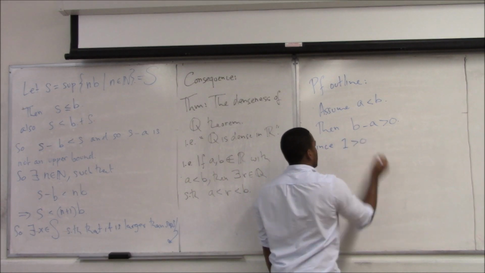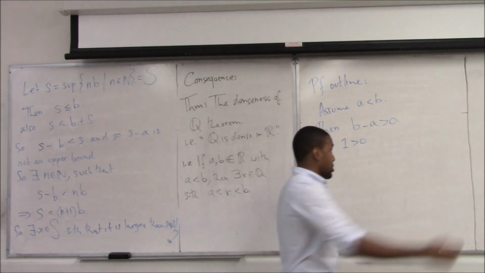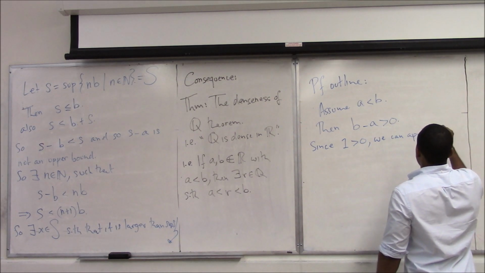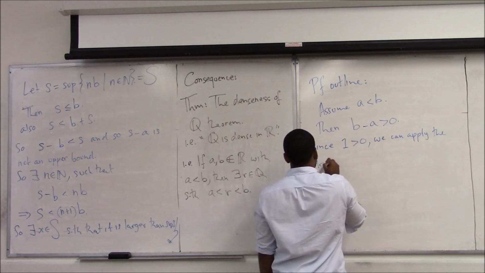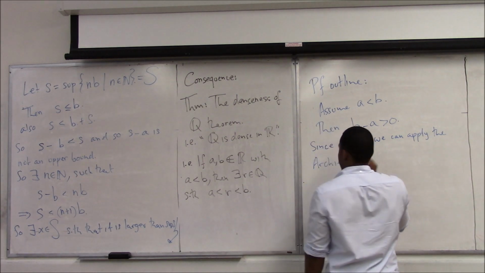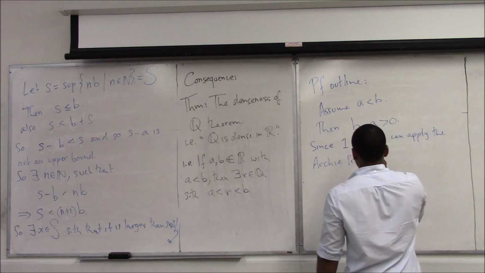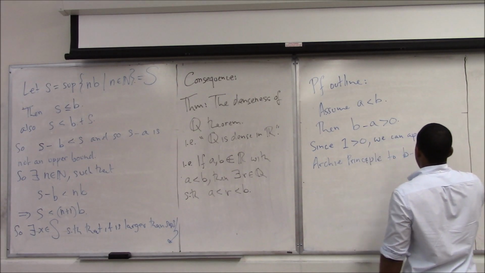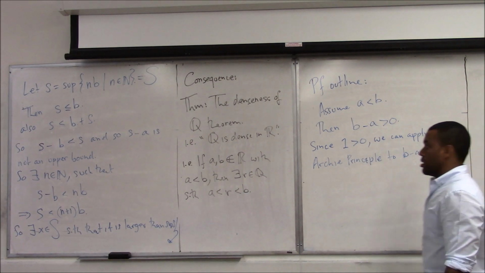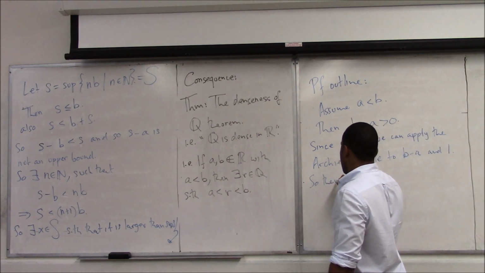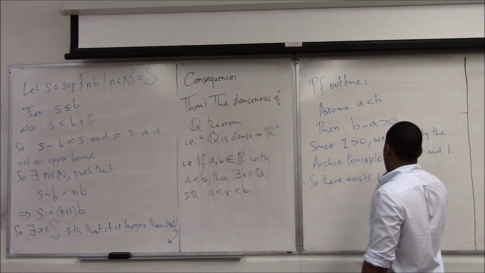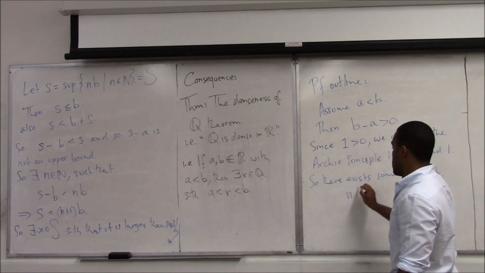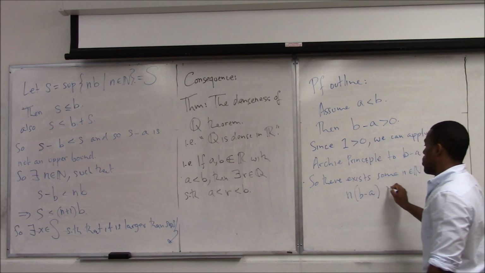Since 1 is positive, that's also an ordered field axiom, but okay, let's throw it out there. We can apply the Archimedean principle. Yeah, I can call him Archie, we're tight right now. To the numbers B minus A and 1. So there exists some natural number n such that I can take n multiply B minus A and it will exceed 1.